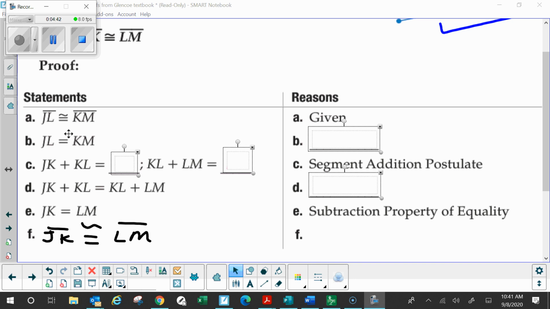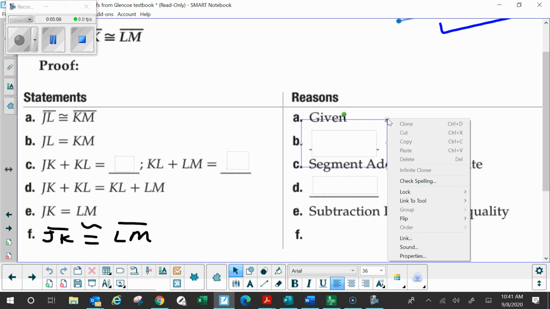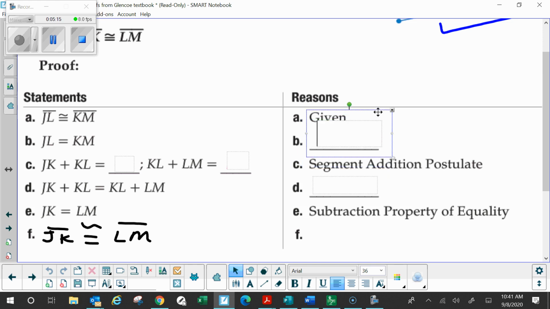So our given statement is JL is congruent to KM. Statement B says JL equals KM. If you're going from congruent to equal, what property or definition is that? If something is equal, it's also congruent. What definition is that? This one comes up a lot. Definition of congruence, right? Yeah, definition of congruence.